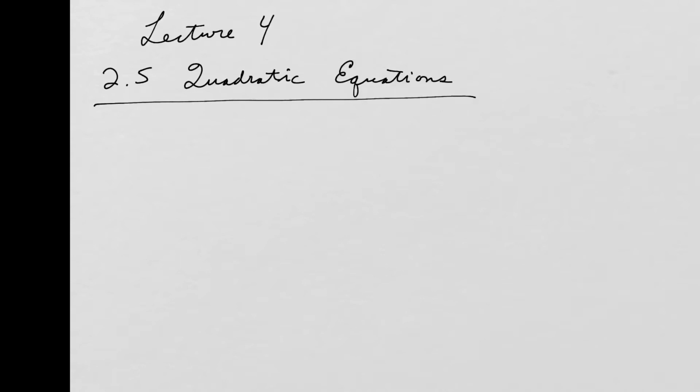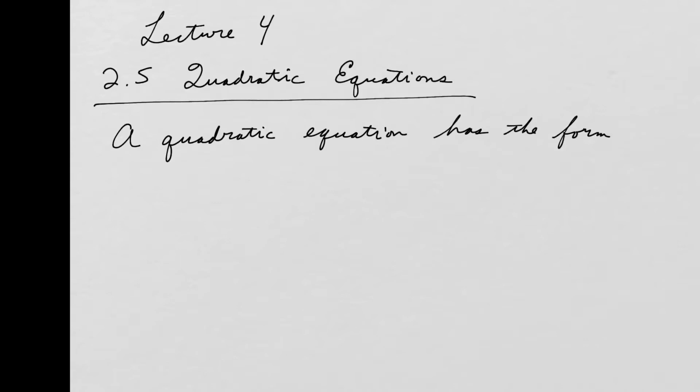Okay, so first thing, what is a quadratic equation? So basically a quadratic equation has the form ax squared plus bx plus c equals 0. And what makes it quadratic? It's the exponent of a 2 there, right? That's what makes it a quadratic equation.